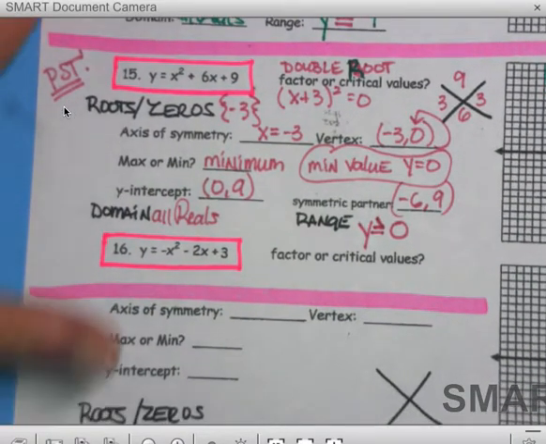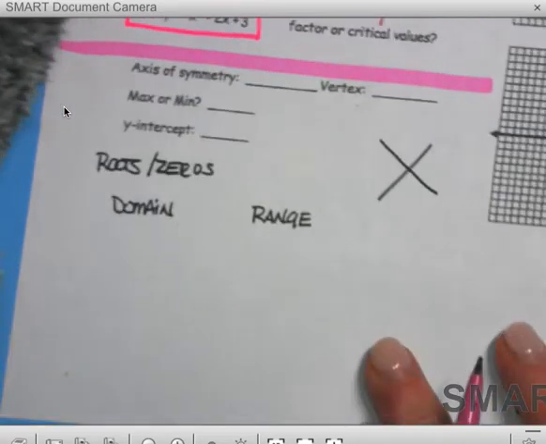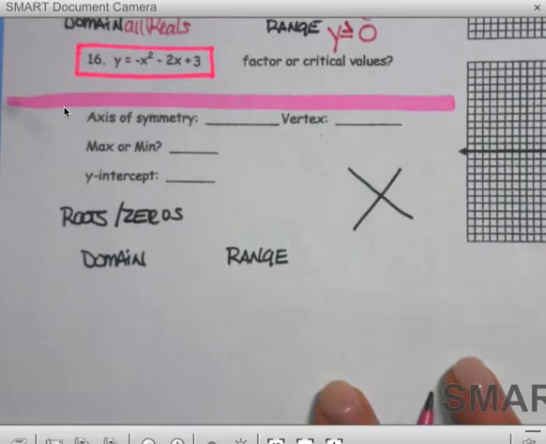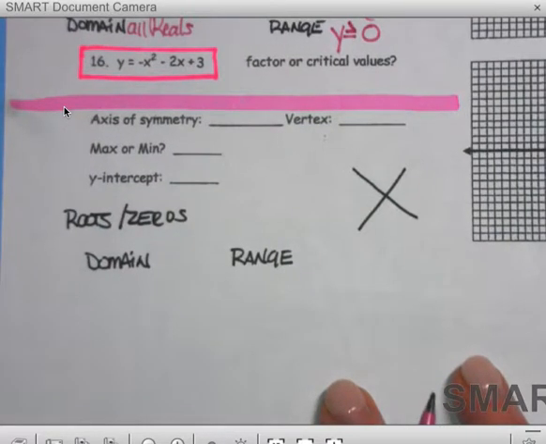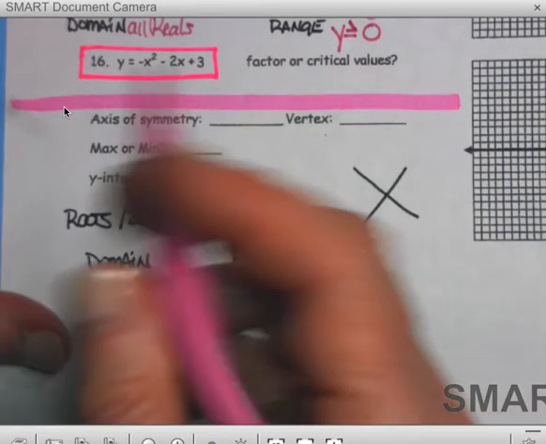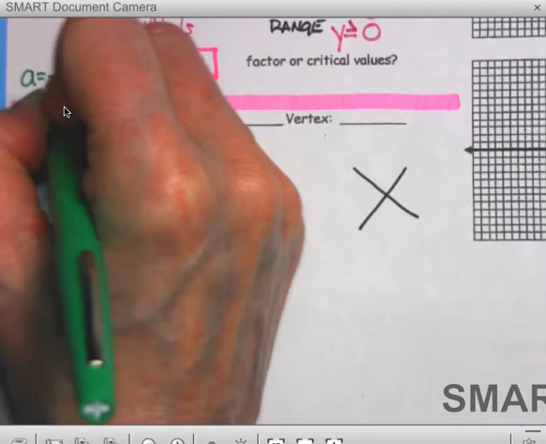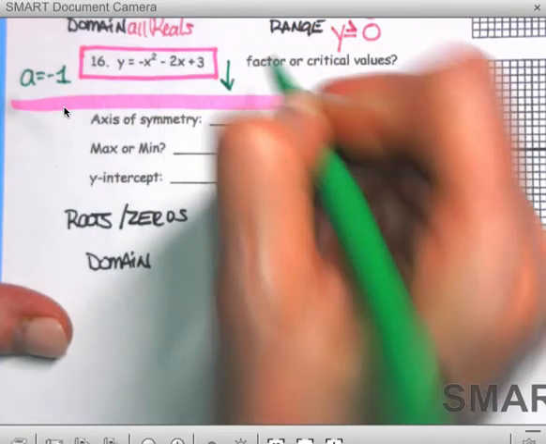Let's do one more on the video, and I think that'll be sufficient practice for you. So this is number 16. And number 16, once again, I have that negative lead coefficient. And my lead coefficient is -1. So that's noteworthy. A is -1. So that means that this curve is going to turn down.